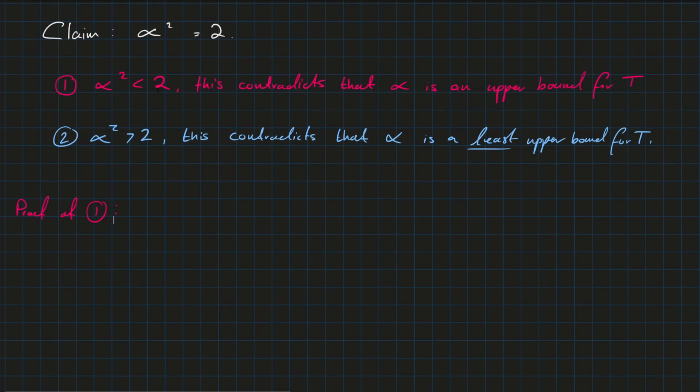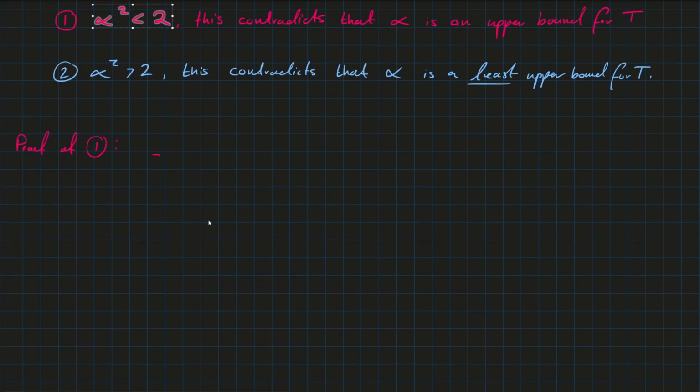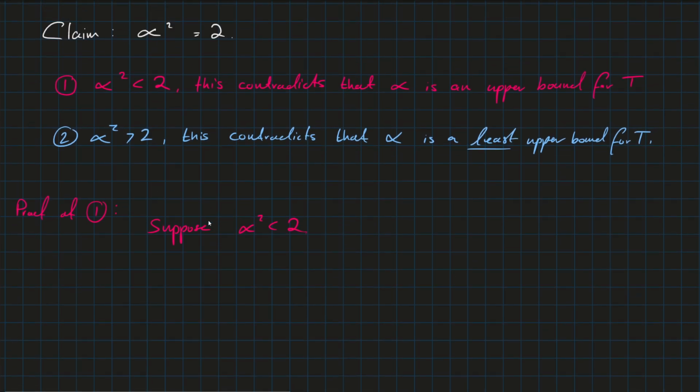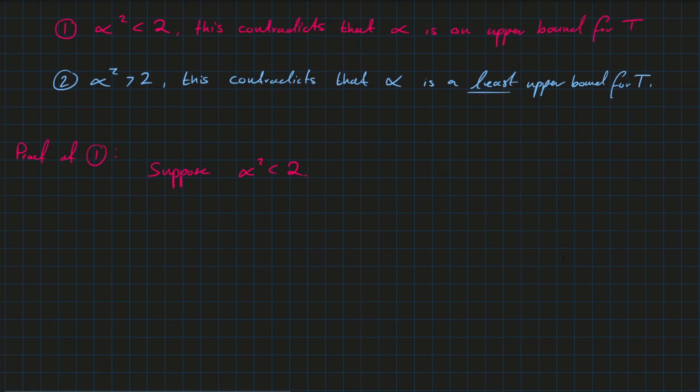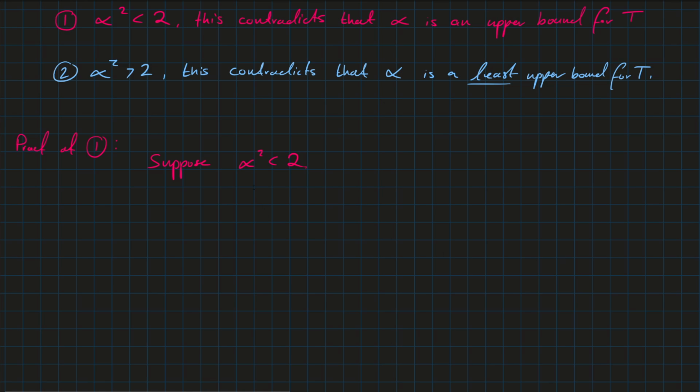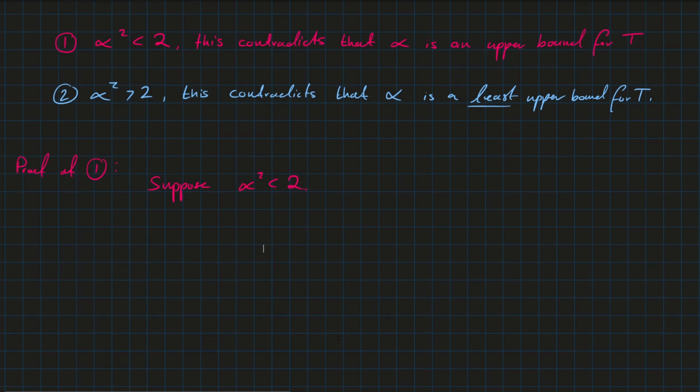So alpha squared is less than 2. If we can conclude, we want to show that if this were true, then alpha is not an upper bound for t. That's kind of what we're trying to show. So we're going to say, suppose alpha squared less than 2, okay? Then, again, we're going to show that this is not an upper bound for t. That means that there is an element in t that is larger than alpha, if this is the case. Again, our goal is to contradict the fact that alpha is an upper bound for t. Okay, so again, I'm going to repeat myself. We're going to find an element of t that is larger than alpha using this assumption.